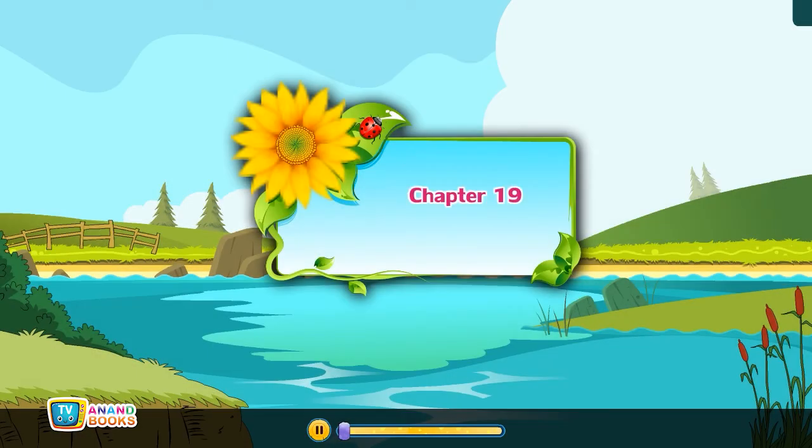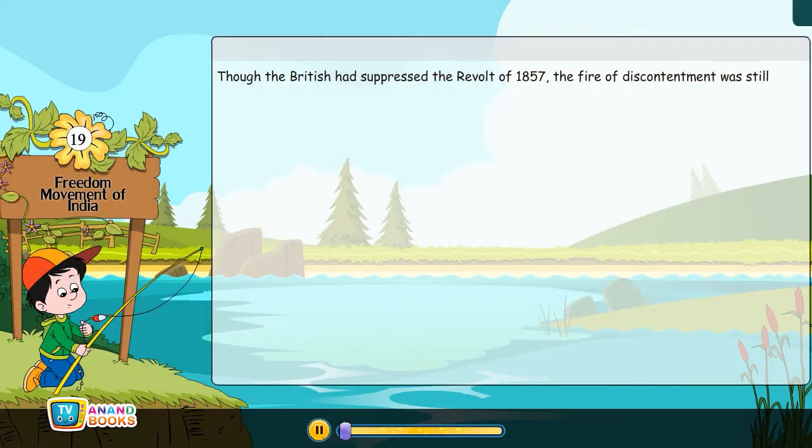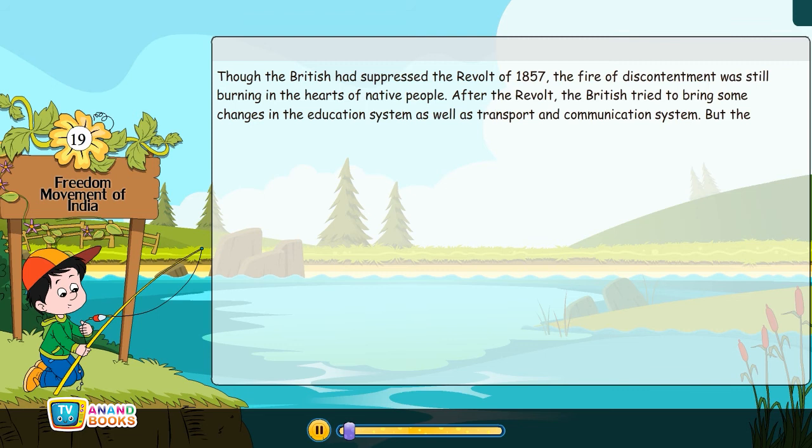Chapter 19. Freedom Movement of India. Though the British had suppressed the revolt of 1857, the fire of discontentment was still burning in the hearts of native people. After the revolt, the British tried to bring some changes in the education system as well as transport and communication system. But the Indians were still dissatisfied.